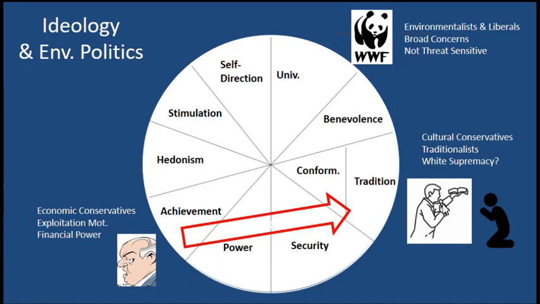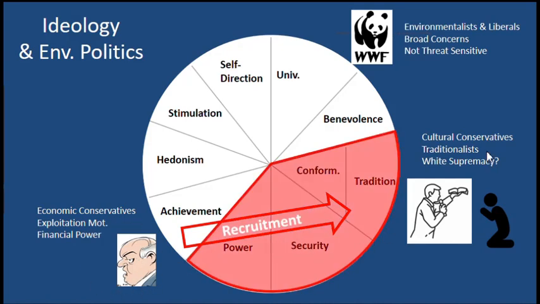And we're going to see how that's opposed by environmentalists and liberals that are over here, motivated by things like universalism and self-direction, where you have broader concerns and you're not so sensitive to threat. But what we'll see going on is this interesting dynamic where the economic conservatives, or the SDO types, are going to have an influence on the social conservatives.